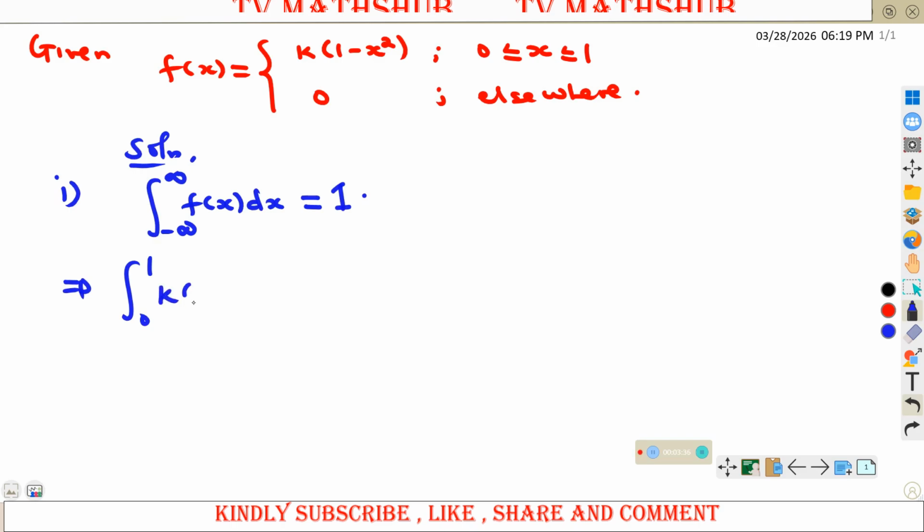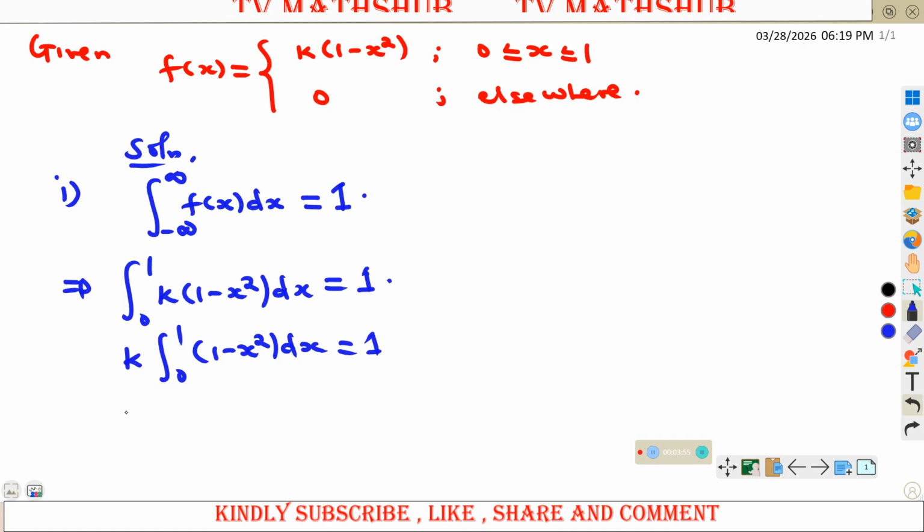So we shall multiply by k into 1 minus x squared, and then dx, and the total area must be equal to 1. From here, we can simply take k out, and this is the integral from 0 to 1 of 1 minus x squared dx, which is equal to 1. And now this will be k times, so we shall integrate this.